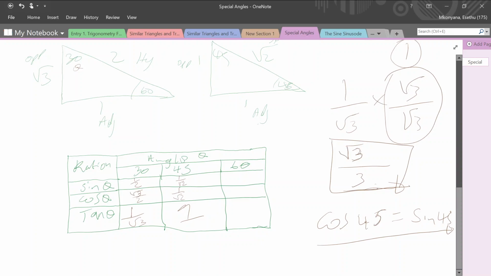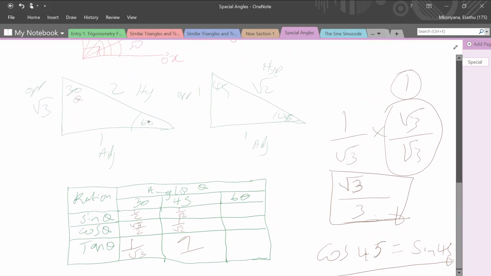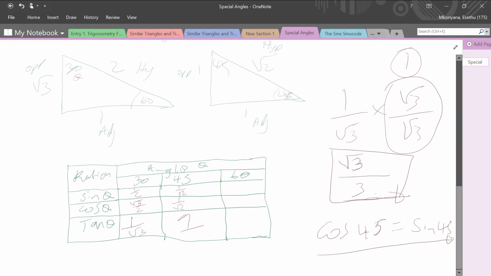And then we go and look at 60, coming back to this triangle, and we evaluate 60. We say now the adjacent side is 1. So if we're looking at opposite, that's that. So that's root 3 over 2. I hope you're also seeing something here: that cos of 30 is actually equal to sine of 60.